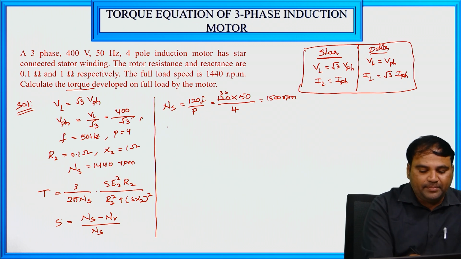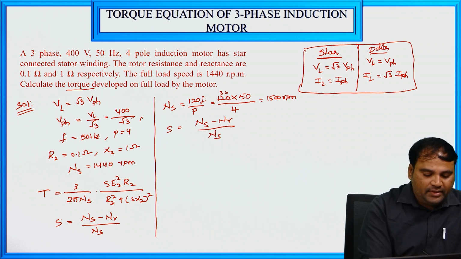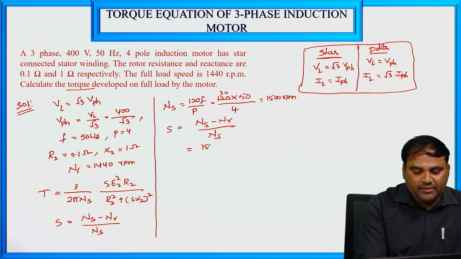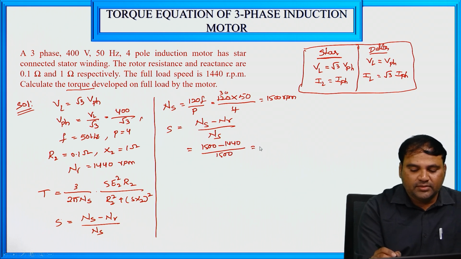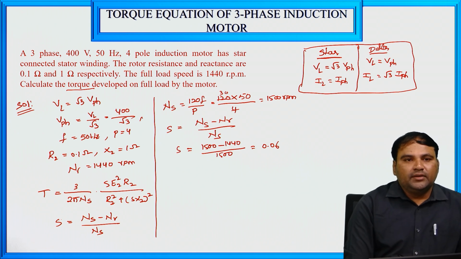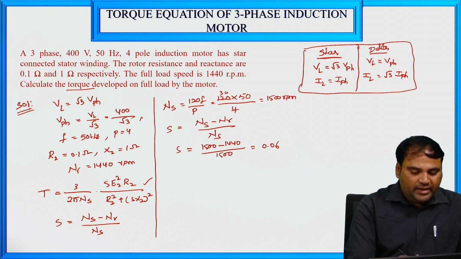Now calculate slip. S is equal to Ns minus Nr divided by Ns. Here they have given the rotor speed Nr equal to 1440 rpm. So that is equal to 1500 minus 1440 divided by 1500, and we get 0.06 as the S value. Now substitute all the values in this torque equation.